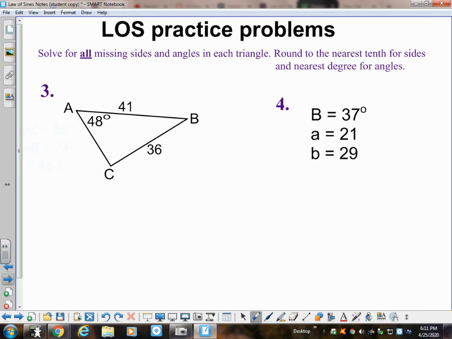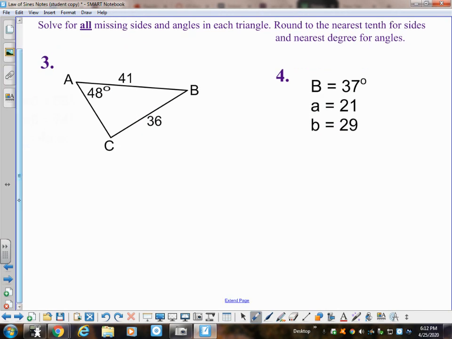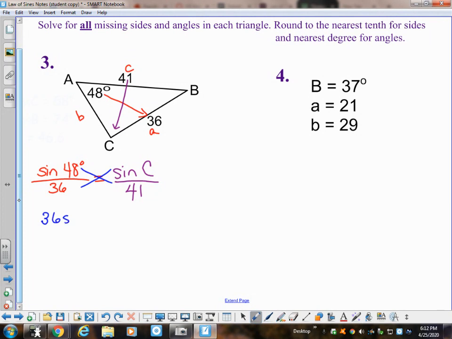Okay, number 3. One angle, but they did give us a pairing. So I'm going to use my a's. So sine of angle A of 48 over 36. Now, who am I going to set it equal to? Well, I got side c, so I'm going to find angle C first, over 41. Okay, cross multiply. 36 times sine of C equals 41 times sine of 48.